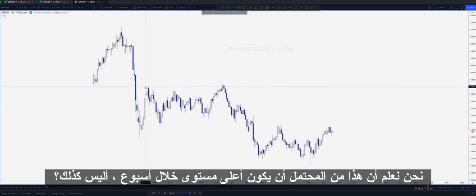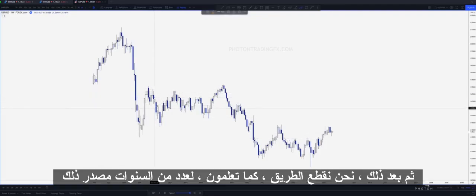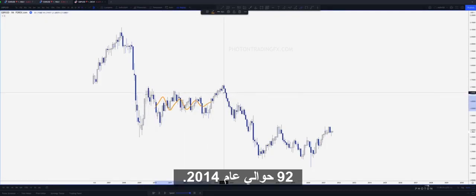So then what do we know? We know that this is likely to be a weak high, because it's failed to take out the low, so we know it's likely to get run. So then we chop around for a number of years. What's that, from 2009 to about 2014?